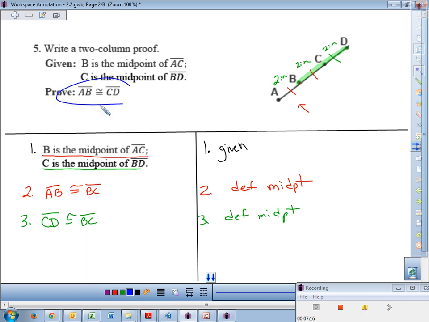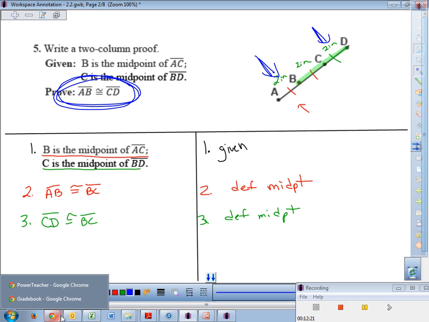Now, this is what they want me to prove, correct? Well, let's see what we got going on. They want segment AB, which is this guy right here, to be the same as segment CD. Isn't that what they want? Question for you. Are they marked the same in our picture already? You know what that means? That something in here is cool.